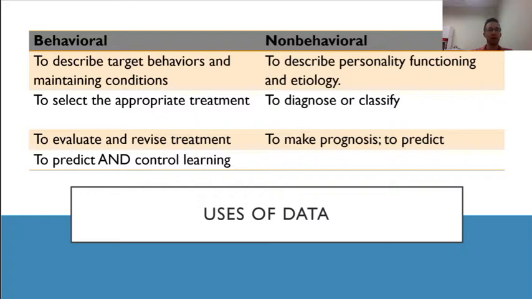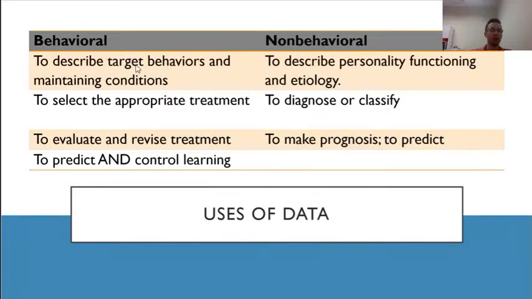Uses of data. So non-behavioral approaches use data to describe personality functioning and etiology and other hypothetical constructs that are indirectly measured, such as IQ. And the data are used to diagnose or classify. They're used to make a prognosis or maybe to predict a student's behavior in the future, or how a student or a client will behave under certain conditions. All right.